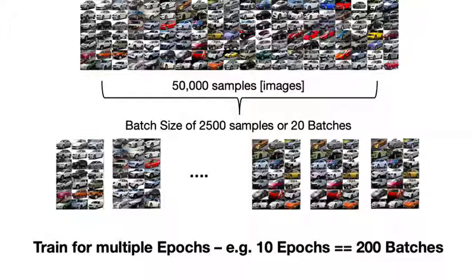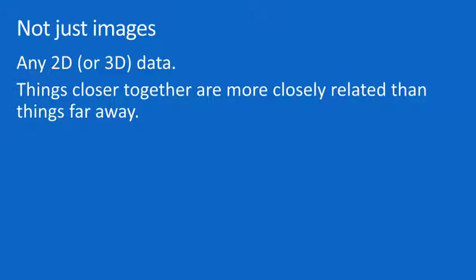So these terms, epochs, batches, and iterations, appear often in literature and books, and so I wanted you to know what they mean. All right, so to wrap up, CNNs are not just for images.